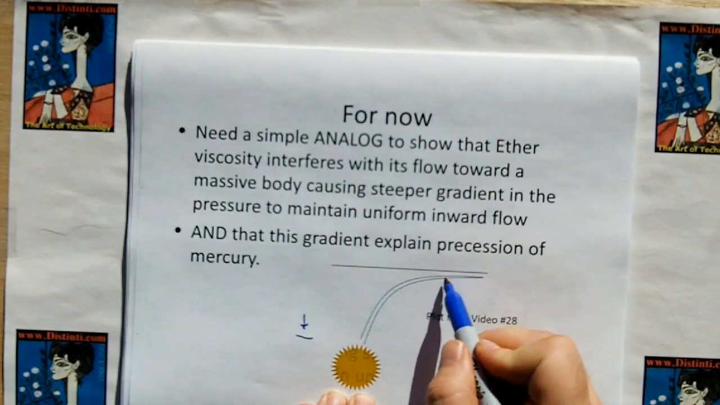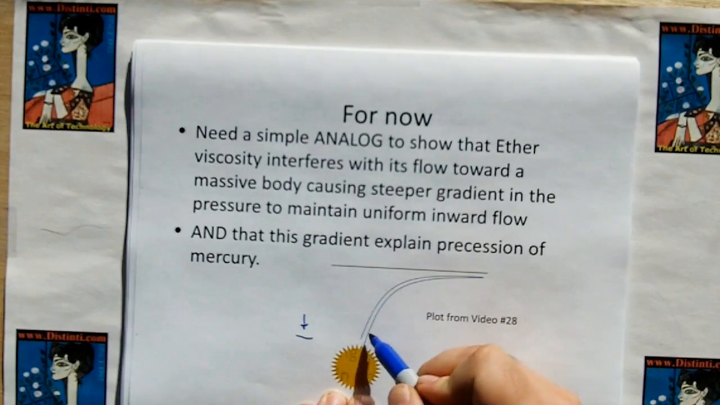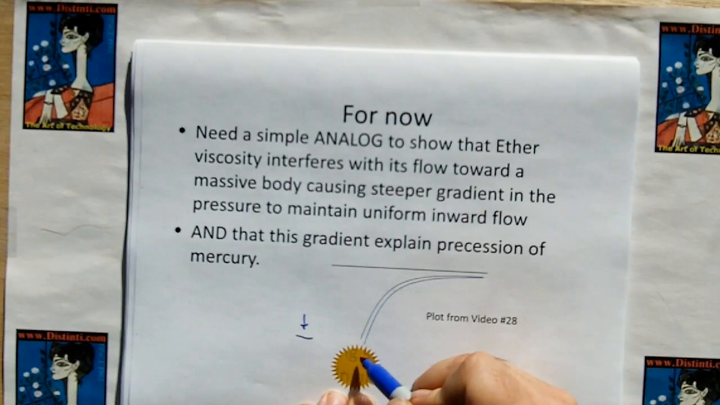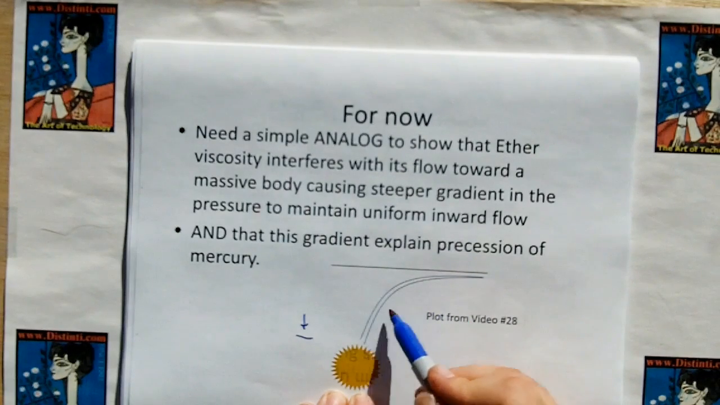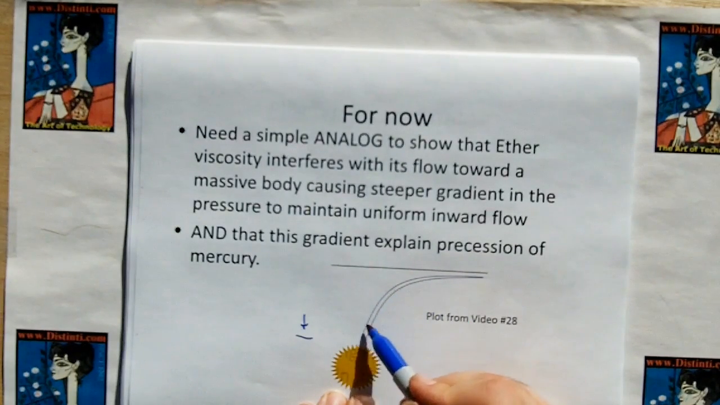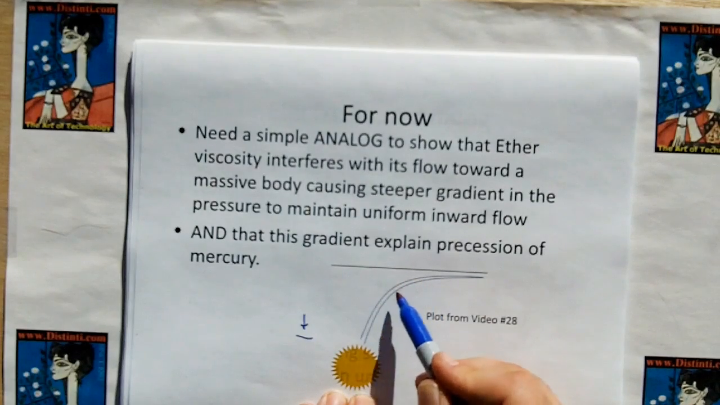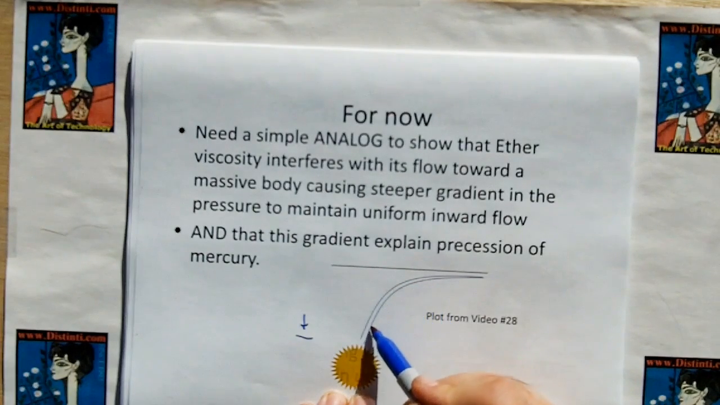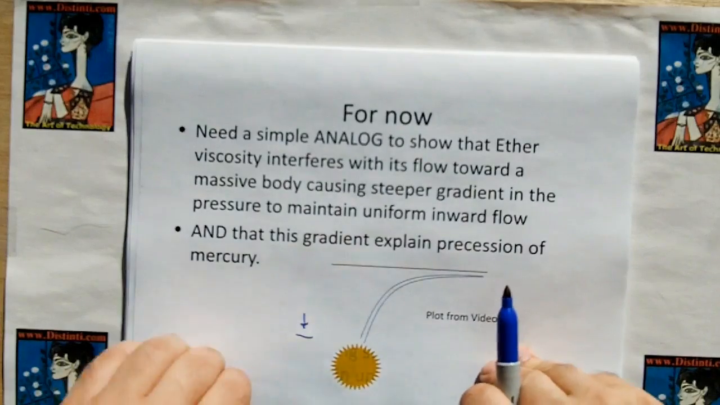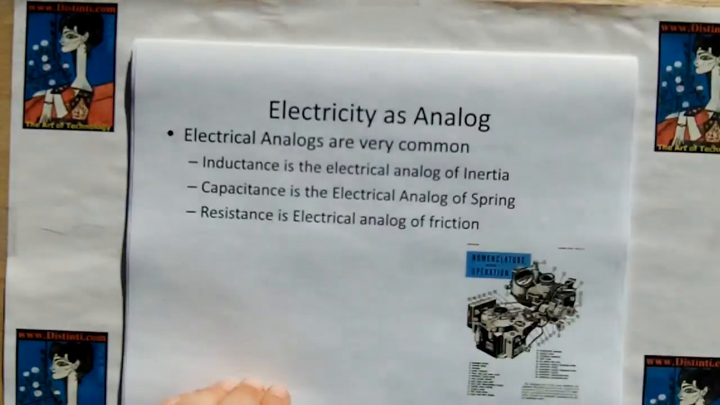Okay, but because of interference, that acceleration has to increase to a steeper angle in order to overcome the viscosity friction. And this is essentially the same curve you get with relativity. This would be the standard classical line that you get from Newton, and this would be the correction line that you would get with relativity. So it's not a new idea that this would be a way you could get precession. But let's use electricity as an analog.